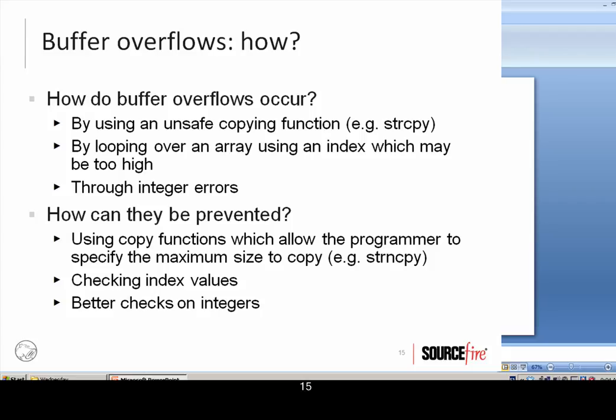So how do they occur? They occur because of unsafe copying functions. So for example, string copy is a typical one, where you copy one string to another string and you don't do any size checks. Another one is when you loop over an array, and this is an index access problem, using an index which might be too high. The C standard allows you to create an index that's one out of bounds for an array, you're not allowed to write to it. So if your loop miscalculates by one and you write to that array, you can have an off by one error, which is a buffer overflow, and you might overwrite something interesting that's stored behind there. And integer errors are also a big source of buffer overflows. We'll see integer errors specifically in their own category later, but they usually cause buffer overflows.